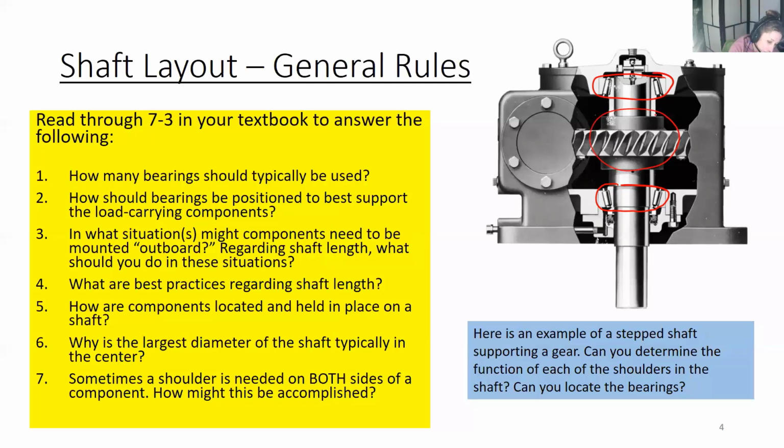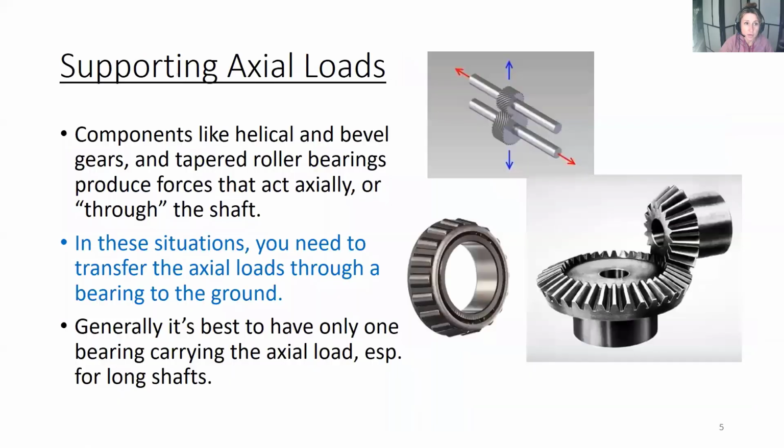So the shoulders help position everything on the shaft. And then in this case, there are 2 bearings. So bearing 1 and again, bearing 2. Those are both tapered roller bearings because their rolling elements are at an angle. We are not going to be analyzing tapered roller bearings in this class, but they are often used in conjunction with helical gears because helical gears produce what is known as a thrust load or an axial load. So components like helical or bevel gears and tapered roller bearings produce forces that act axially or through the shaft.